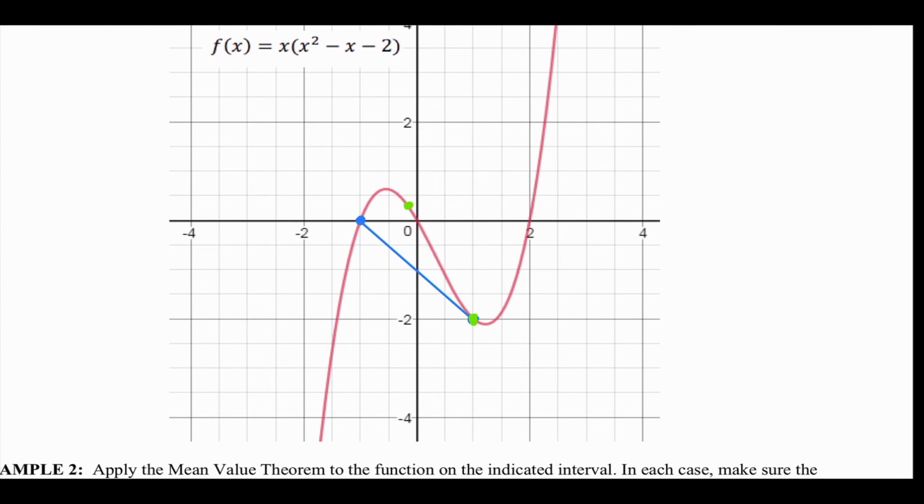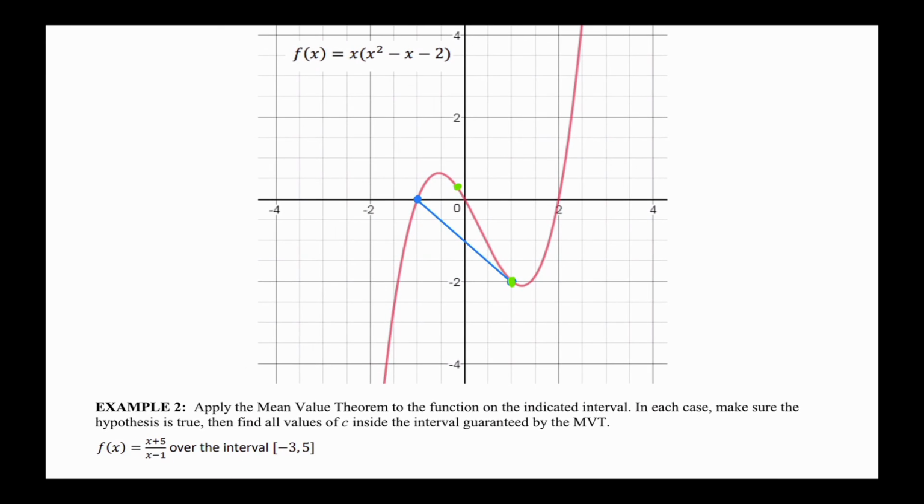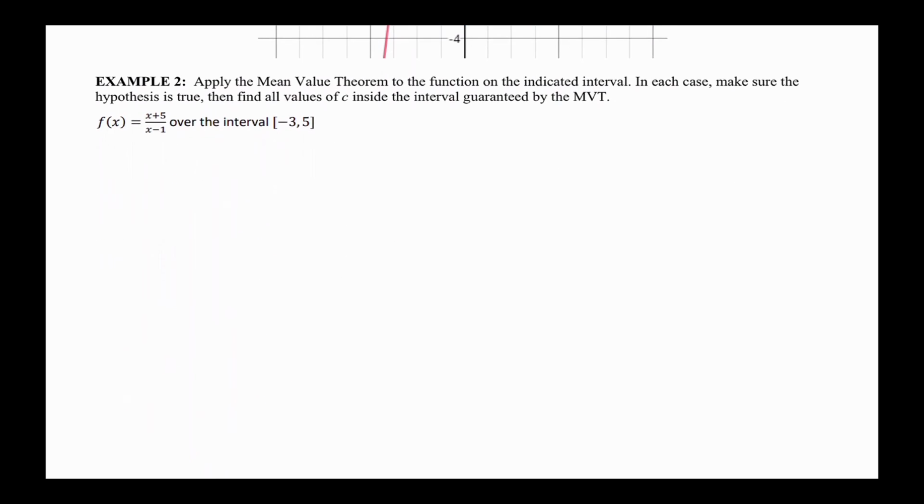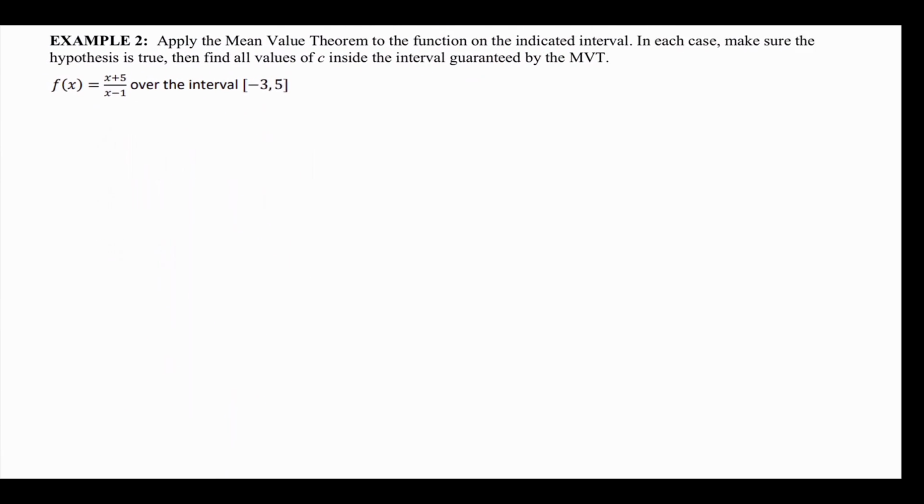Where along the road were you going the same speed that I clocked you? So if you got from here to here in 1.5 minutes, where along the road were you going 90 miles an hour? Where exactly along the interval? That's what the question is asking. Okay, all right. So now I want you to do the second one. Be careful with the second one. That's all I'm going to say. I'm going to let you guys work.